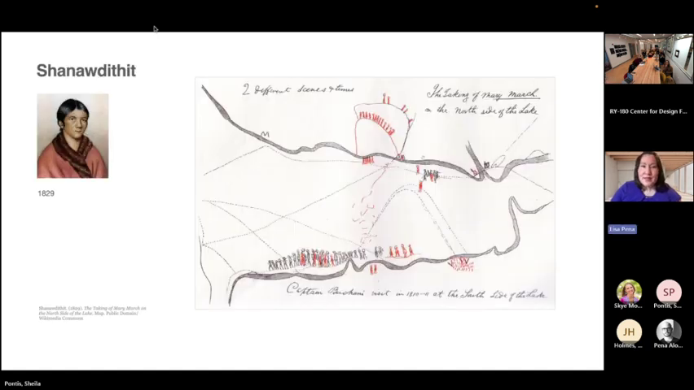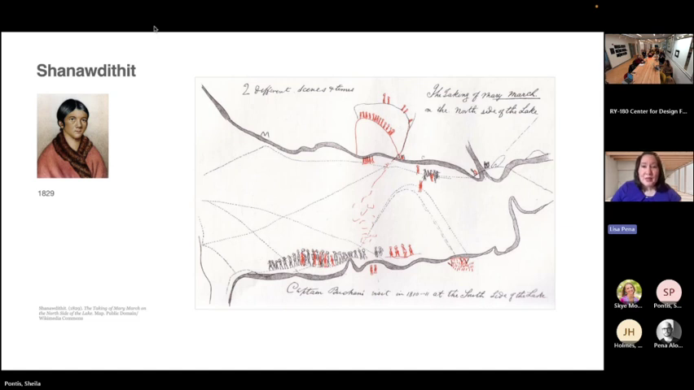Alice Hudson is a map librarian, and I mentioned her because she started looking at female cartographers. And being a graphic designer, I don't necessarily look into cartography, but I came across her work, and I felt it was really interesting and necessary to share that she found Shanadithet. And Shanadithet is part of Newfoundland's Beothuk tribe, and she was one of the surviving members of her tribe. In fact, pretty much the only member.